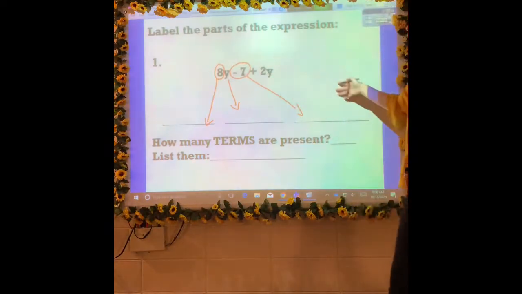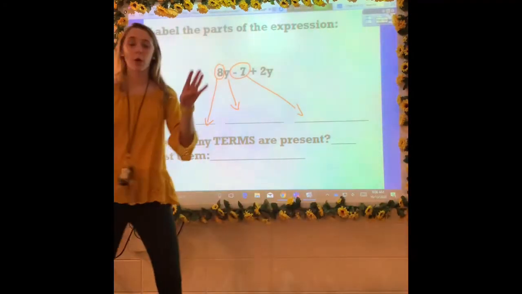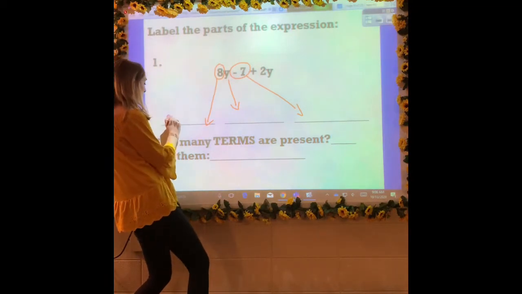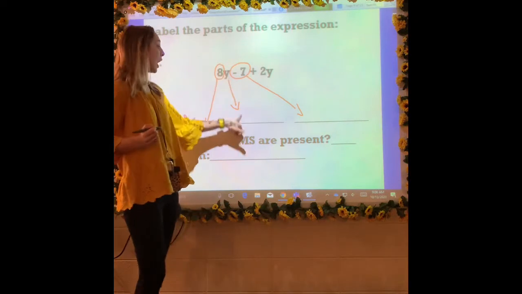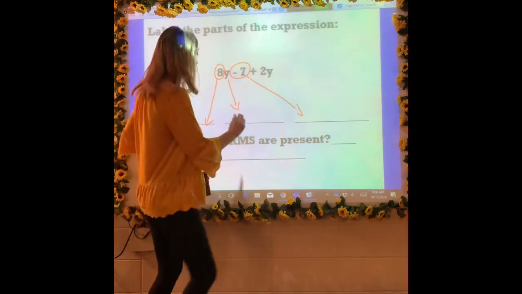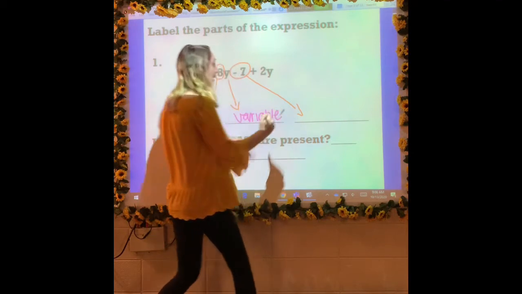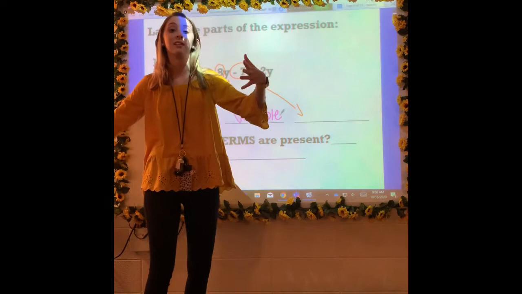All right, so now we're gonna wanna label the parts of the expression. So this 8, okay? And it gives you a word bank, but hopefully you don't need it. It's a number attached to a variable, so it's a coefficient, and I'm gonna abbreviate it. This Y is our letter, so it has to be a variable. And then this is attached to that 7, and that is a constant.